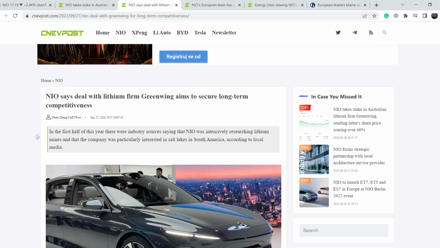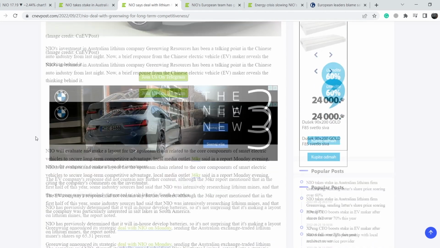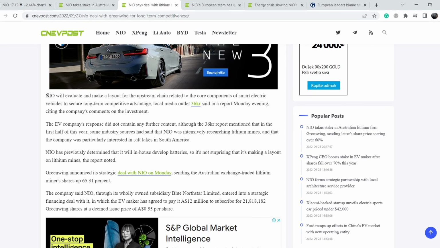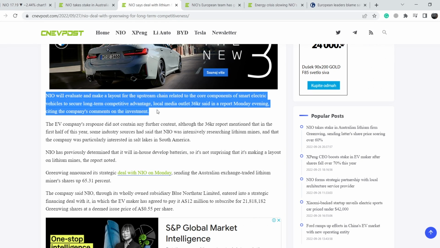Right here you can see the next article that was published the day after the previous one, and it says NIO says deal with lithium firm Greenwing aims to secure long-term competitiveness. And let me quote you this detail. NIO will evaluate and make a layout for the upstream chain related to the core components of smart electric vehicles to secure long-term competitive advantage, local media outlet 36KR said in a report Monday evening, citing the company's comments on the investment. And definitely we all know that NIO is trying to make their own production as reliable as possible.